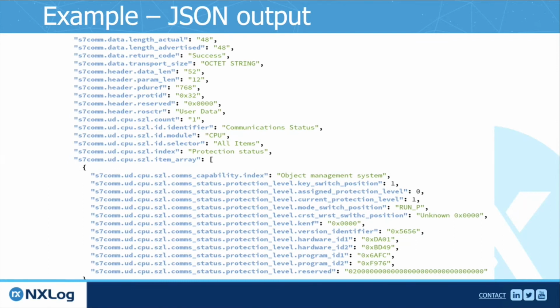So just a quick example here. That is a part of a single S7comm frame translated to JSON. And of course, there's still lots of data, but this data is easily parsable by most of the tools.